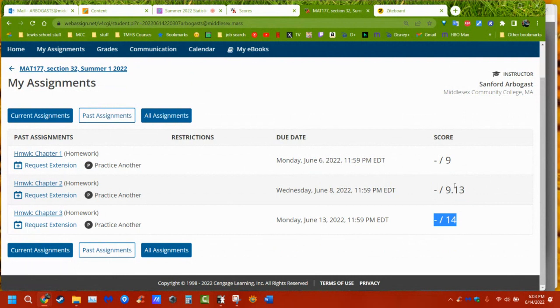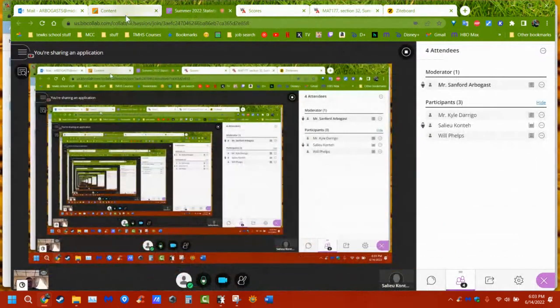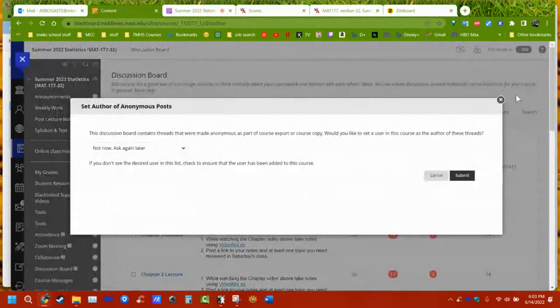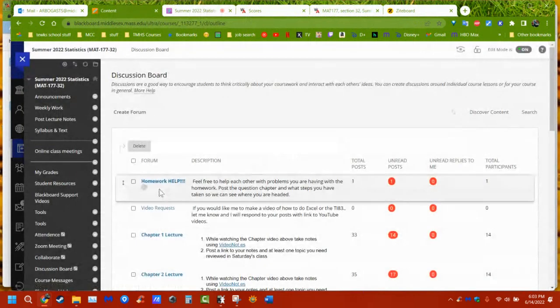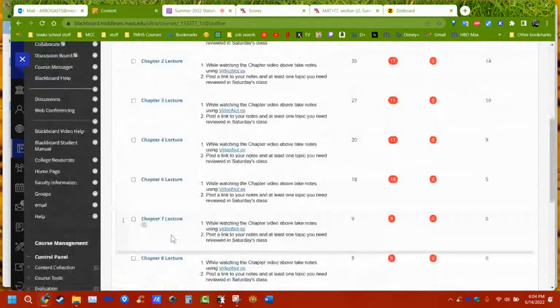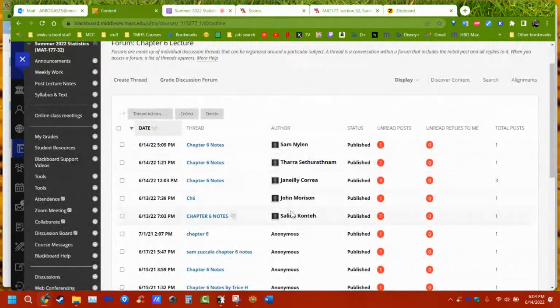Okay. So how about the notes? The notes, when you submit notes, they're either submitted or they're not. Yeah, so when I go here, post lecture notes, I can look at them. Here, I'll go to chapter 6, and I can see whose names are there, and I'll just give you credit.